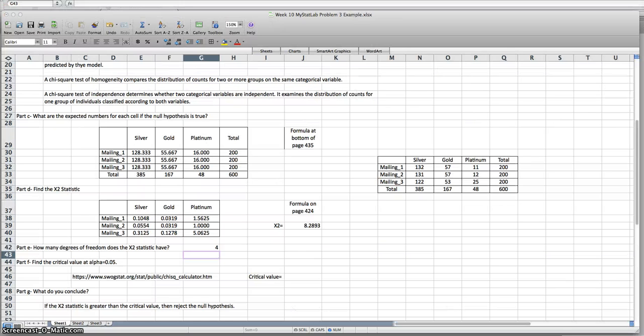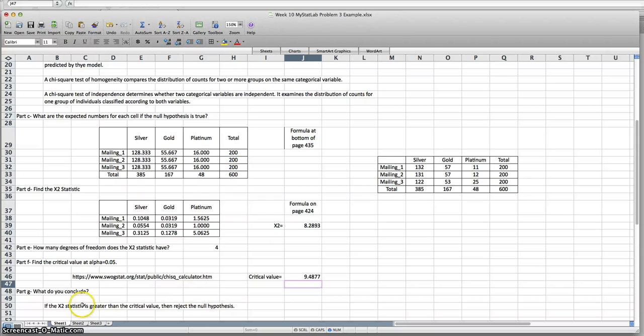So let's go back here. We're going to put 9.4877, and there we have it. There's our chi-square value, which we use our table for, and our critical value, which we use this neat little calculator that I found online.